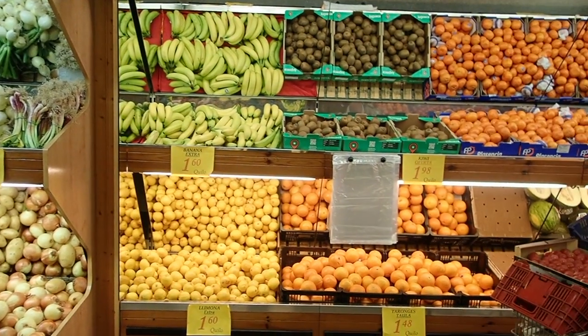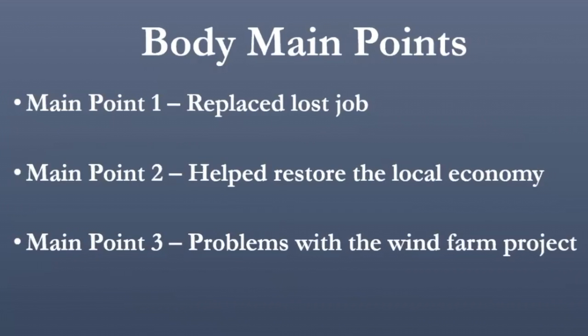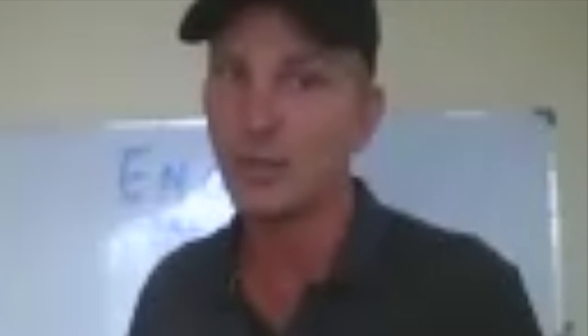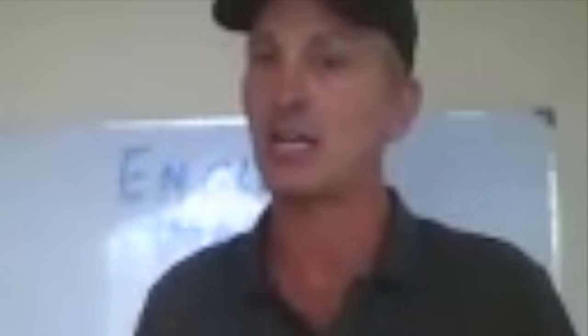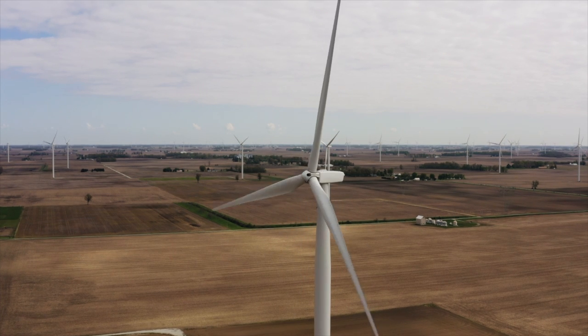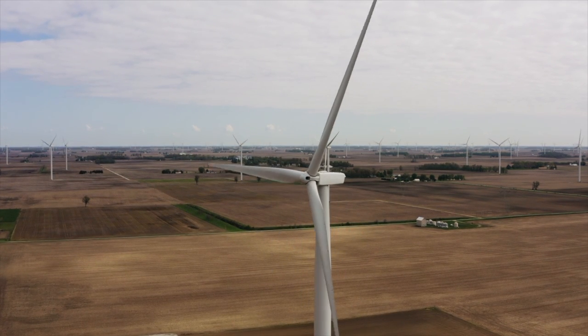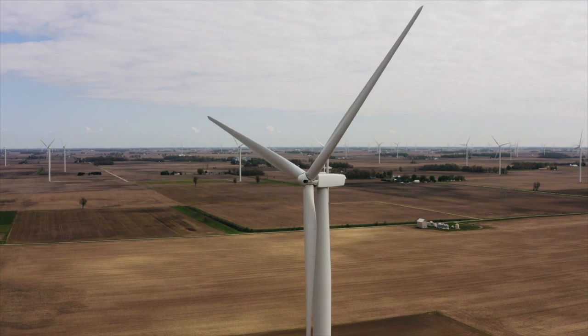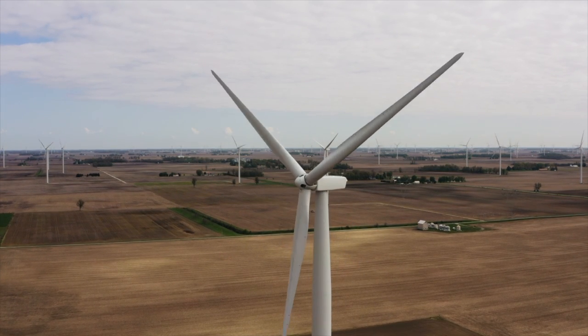So third paragraph, remember, 3 paragraphs in the body section, main point 1, 2, 3, each is a paragraph. The third paragraph would have to be about the negative of it. We have to talk about the problems with the wind farm. We had noise, we had vibrations so strong they could feel it inside their body, we had headaches, and we had problems sleeping.